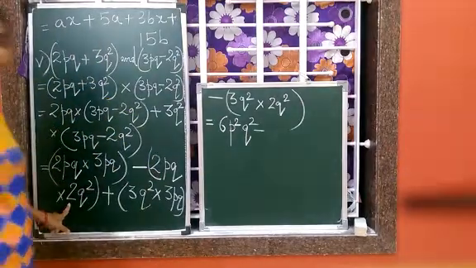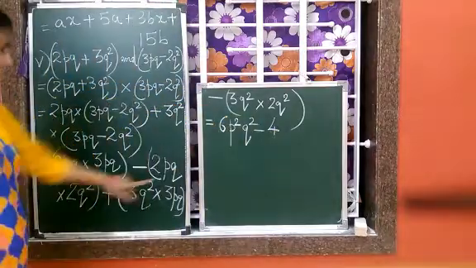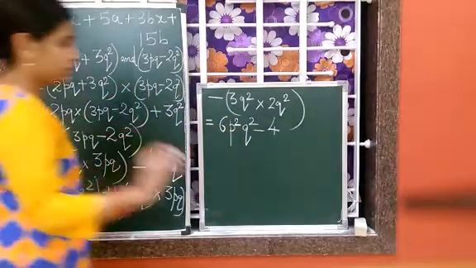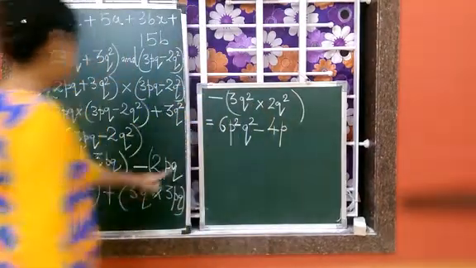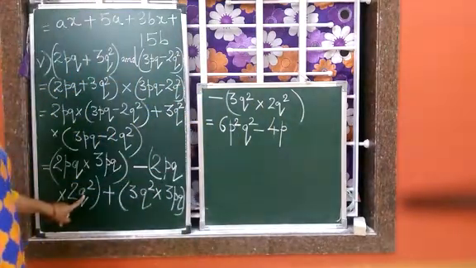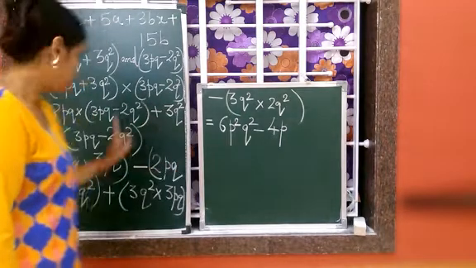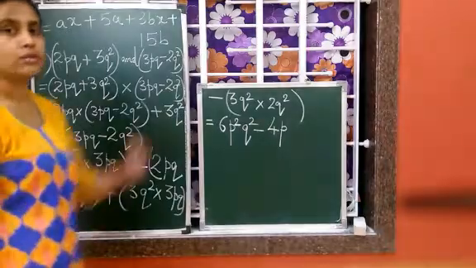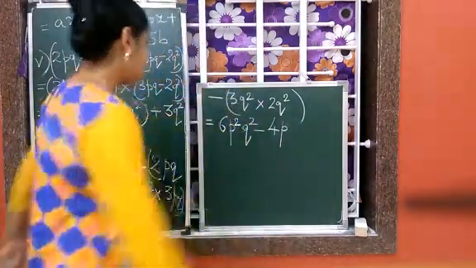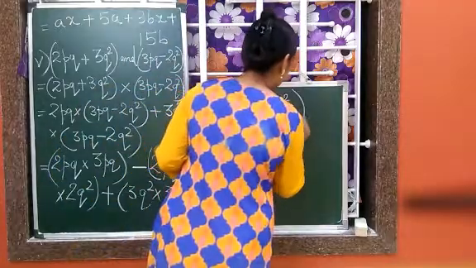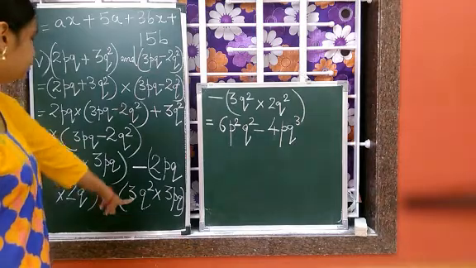2 into 2 gives us 4. P is not common, so no need to do anything. P remains P. Q into Q square. Powers will be added. What is the power here? 1. What is the power here? 2. 1 plus 2, how much? 3. So Q becomes cube. Second bracket completed. Going to the third bracket.